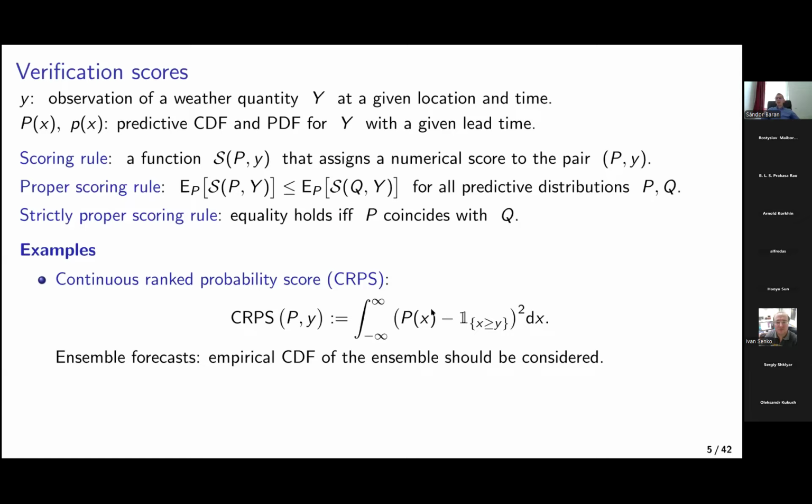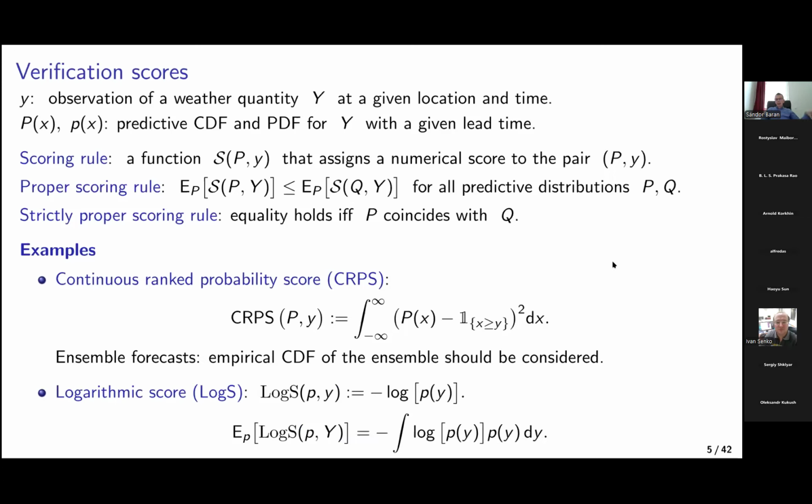And if we have an ensemble forecast, we have to get the empirical CDF of the ensemble. The continuous rank probability score is a strictly proper scoring rule for a large set of probability distributions. Our object of study will be the so-called logarithmic score, or ignorance score, which is the negative logarithm of the predictive PDF evaluated at the observation. Which means when we minimize the logarithmic score, we maximize the predictive PDF. So by minimizing the logarithmic score, we can get a maximum likelihood estimator.